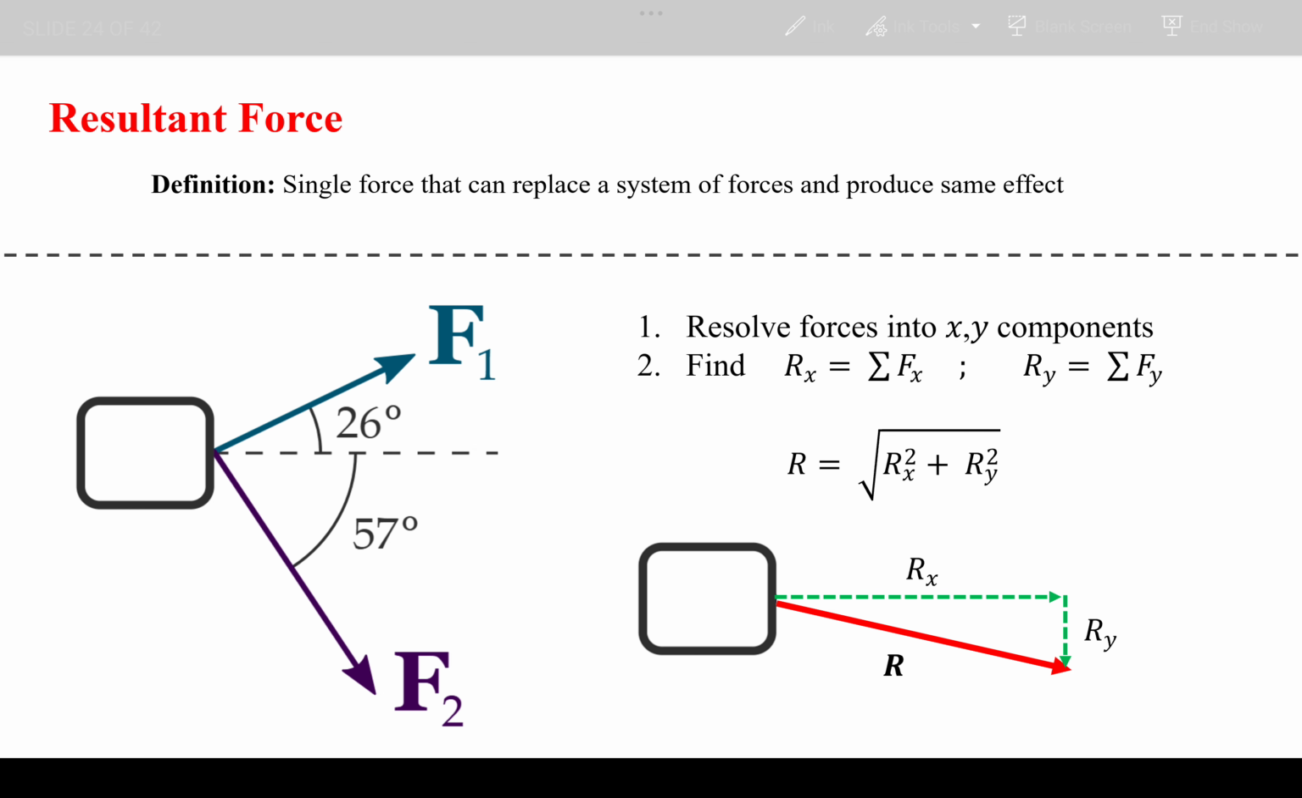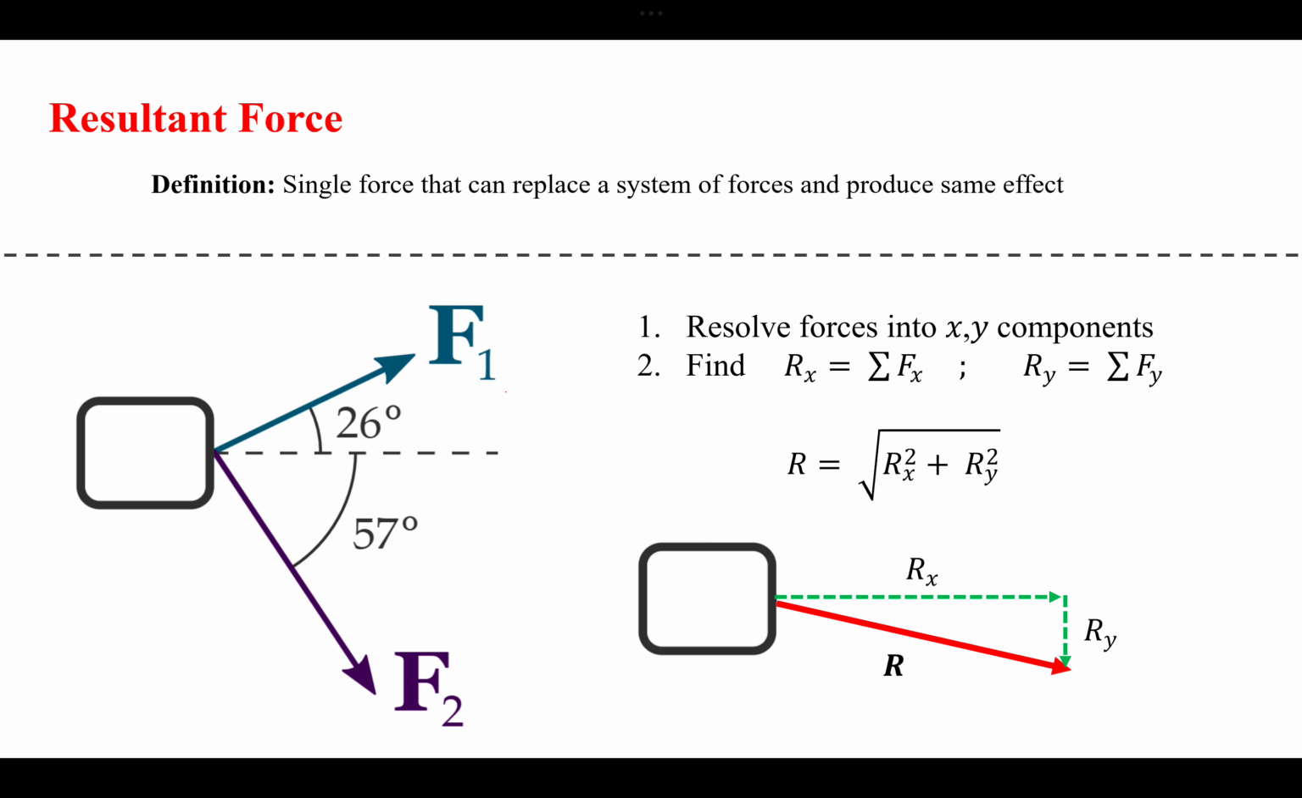This is how we usually resolve a force into two components. So what we got is F1x, F1y from F1, and we also got F2x and F2y from resolving F2. Now, this is what we have done so far. We are done with step 1.